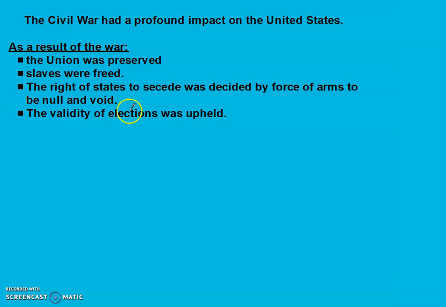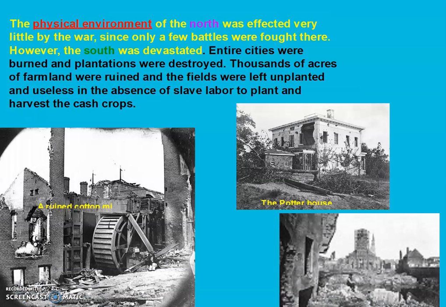So, the Civil War had a profound impact on the United States. As a result of the war, the Union was preserved, so the United States was kept together. The slaves were freed. The right of states to secede was decided by force of arms to be null and void. So those states that seceded, that is not accurate anymore. It doesn't count. The validity of elections was upheld. So Lincoln's election of 1860 was upheld.